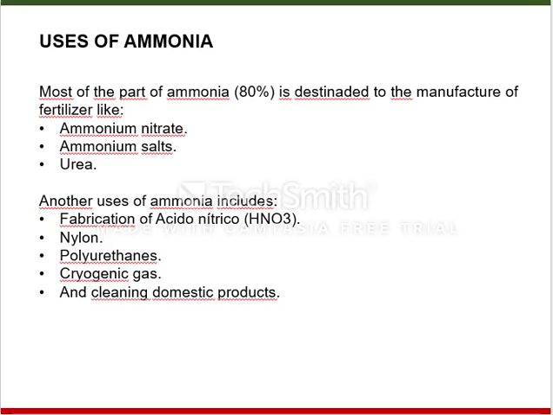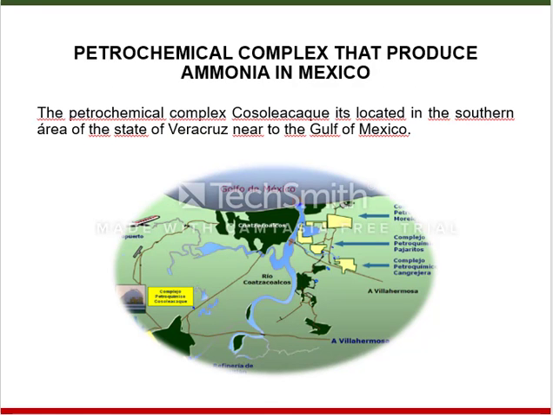Uses of ammonia. Most of the ammonia, like 80%, is destined to the manufacture of fertilizers like ammonium nitrate, ammonium salts, and urea. Other uses of ammonia include fabrication of nitric acid, nylon, polyurethanes, cryogenic gas, and domestic cleaning products.